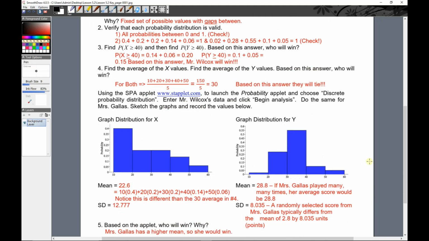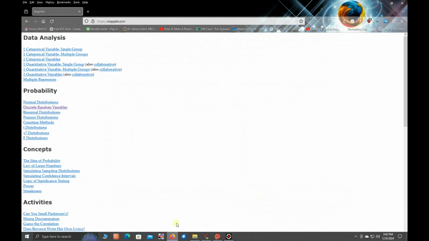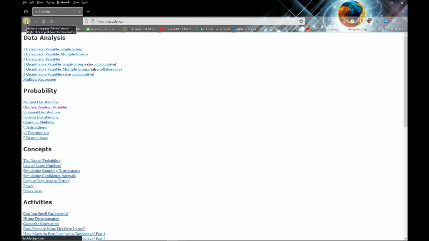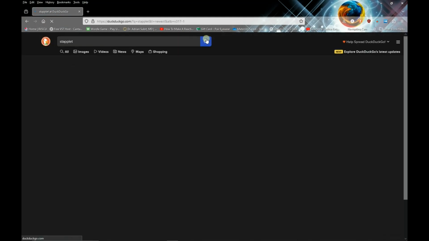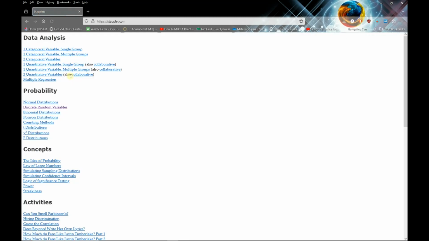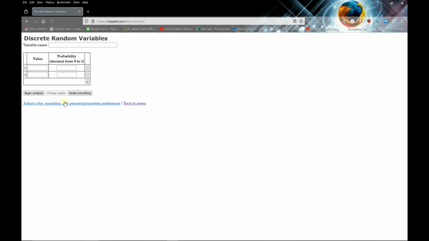All right, so using an applet at www.staplet.com, we're going to launch a probability applet and choose discrete probability distribution. We're going to enter Mr. Wilcox's data and begin analysis and do the same for Mrs. Gallus. Now you're seeing all the stuff that came up, but let's just pretend this isn't here. What I ended up doing was I did a search on Staplet, and Staplet came right up. So then I'm just going to go to probability, and we want discrete random variables.